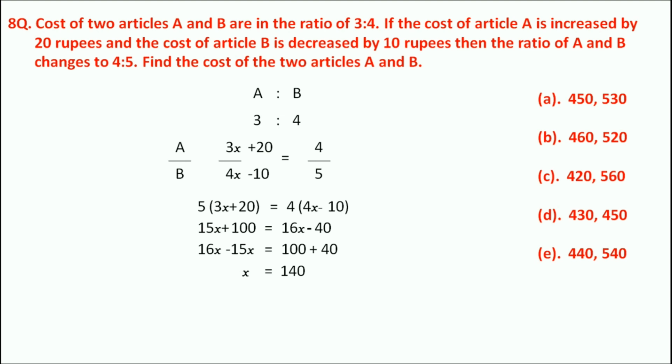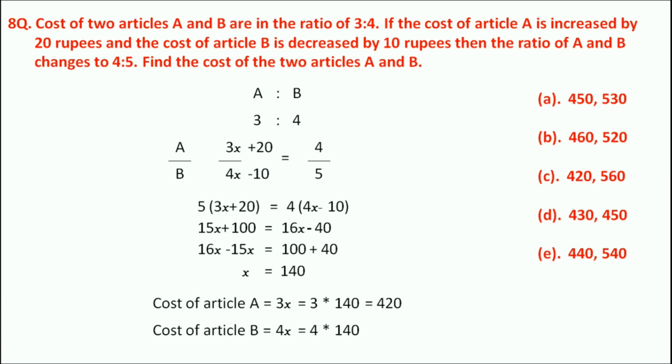Cost of article A is equal to 3x, that is, 3 multiplied with 140, is equal to 420. Cost of article B is equal to 4x, that is, 4 multiplied with 140, is equal to 560. Therefore answer is C, 420 and 560.